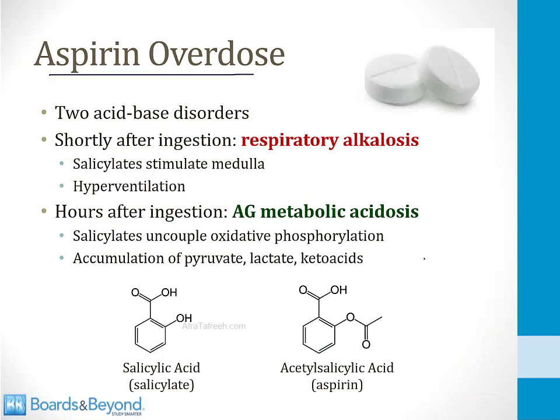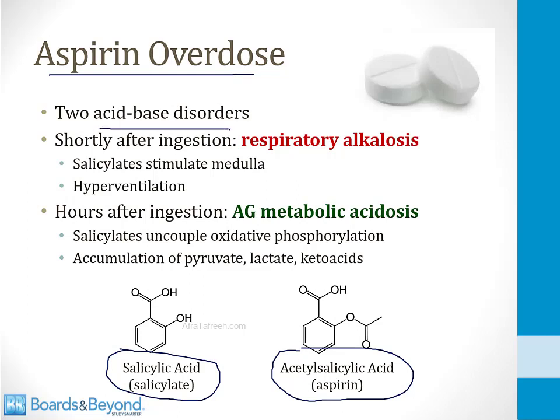The S in the MUDPILES mnemonic stands for salicylates. Salicylates are compounds that resemble salicylic acid. Aspirin is a salicylate. Its technical name is acetylsalicylic acid. This is its structure shown on the screen here. And in terms of medicine, when people say salicylates, they're usually talking about aspirin. So an aspirin overdose causes 2 acid-base disorders. Shortly after ingestion, the patient develops a respiratory alkalosis.